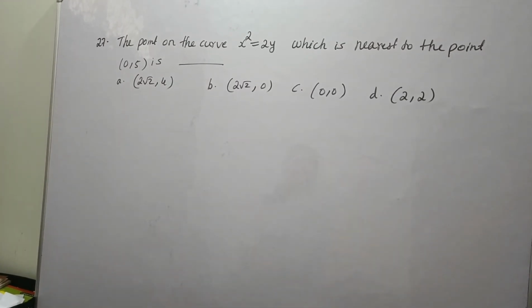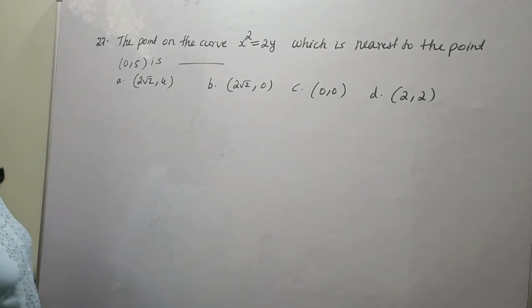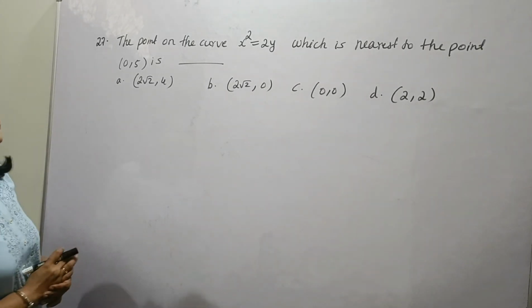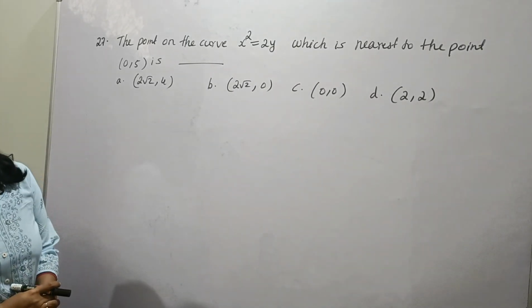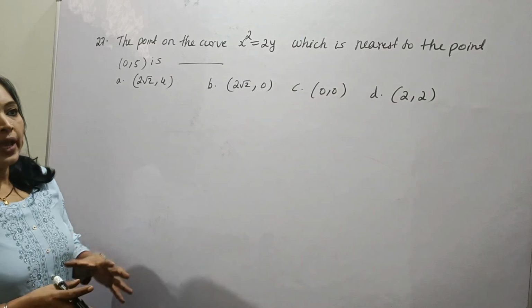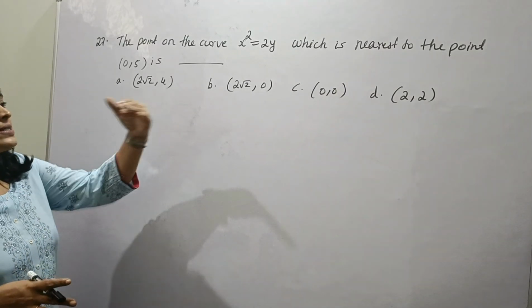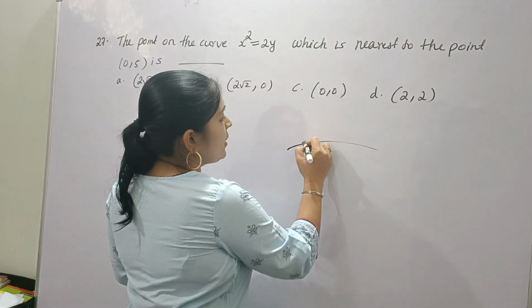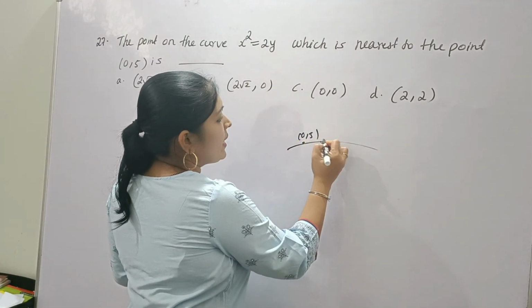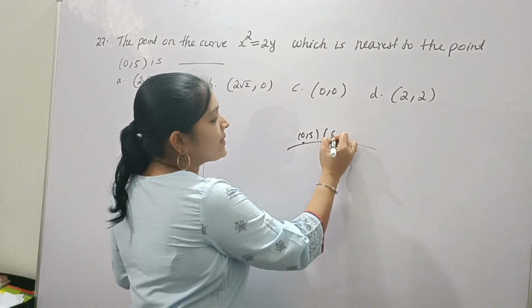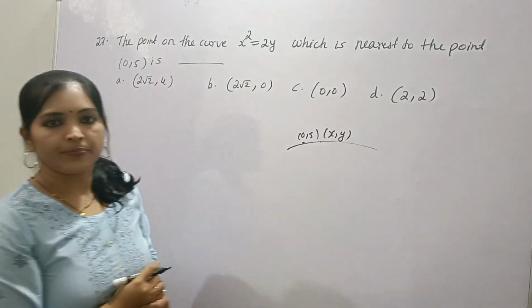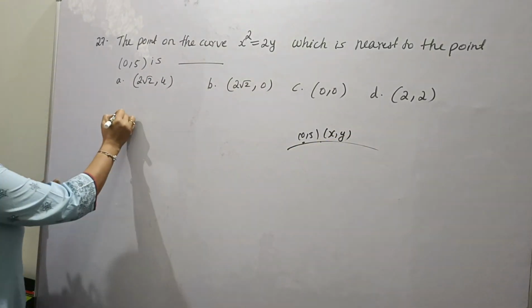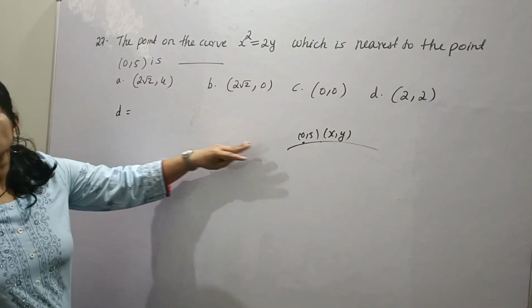Look at the next question. The point on the curve x square is equal to 2y, which is nearest to the point 0, 5 is. So here we have to find a point on the curve which is nearest to the point 0, 5. Suppose it is the curve, and if it is 0, 5, then the nearest point we have to find. So let's take x, y be the nearest point, and let d be the distance between them.